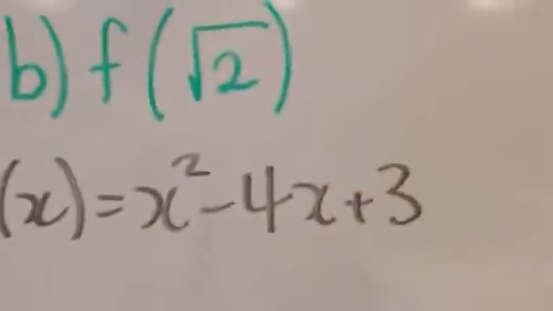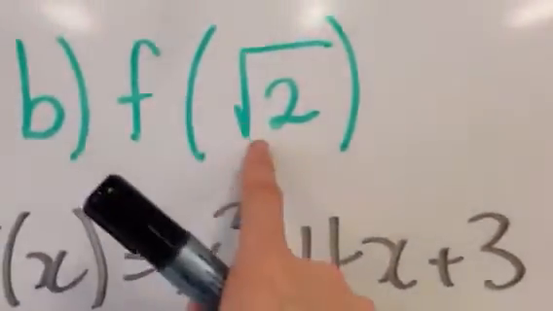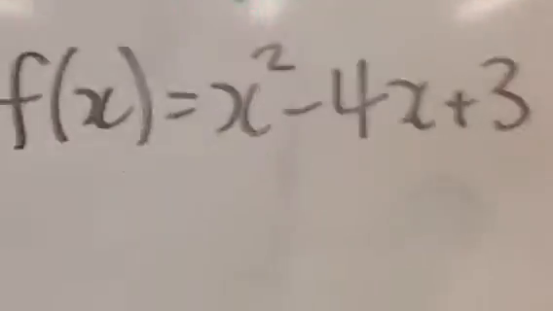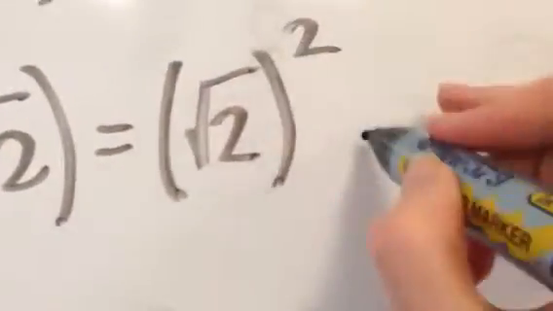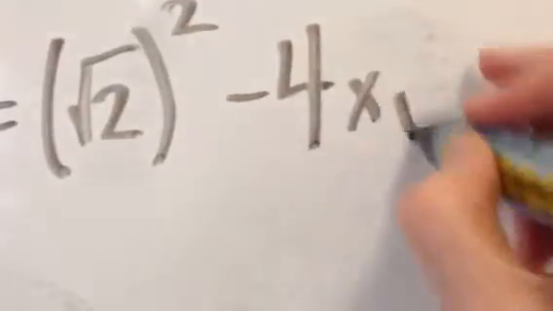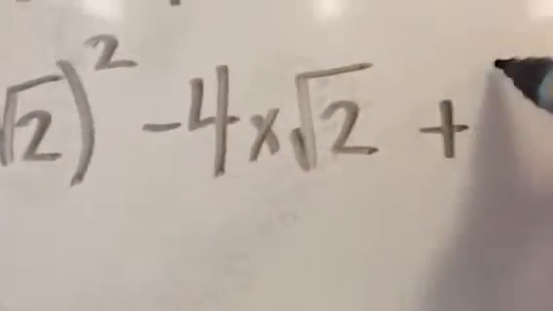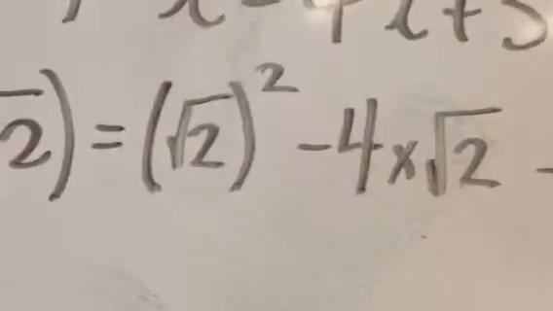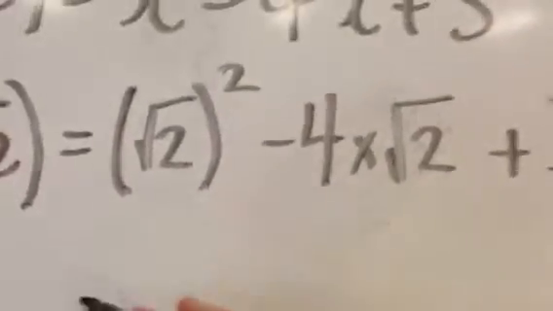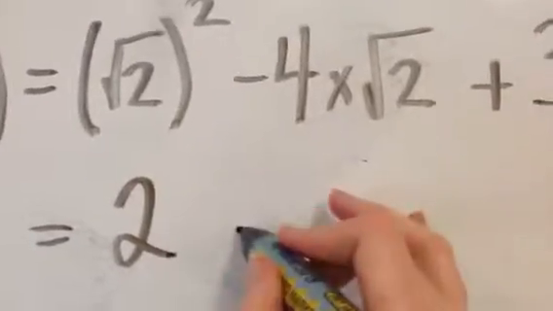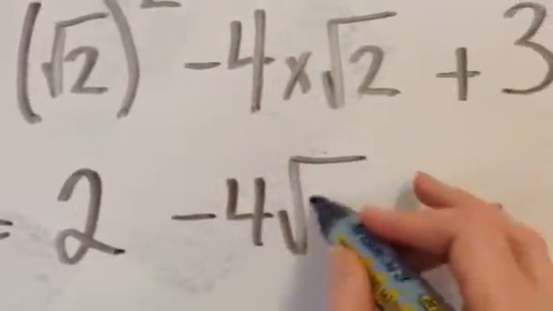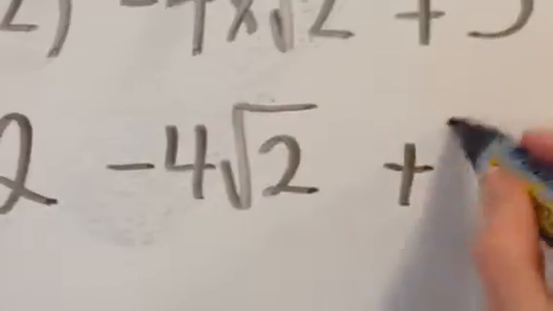Okay, let's look at the second example. When we have the function and we have an x value of √2, so instead of f(x), we're having f(√2), and we sub it in. √2 all squared minus 4 times √2 plus 3. Now let's simplify this. √2 all squared is simply 2, minus 4√2. We can't do anything with that. That becomes a third term, plus 3.